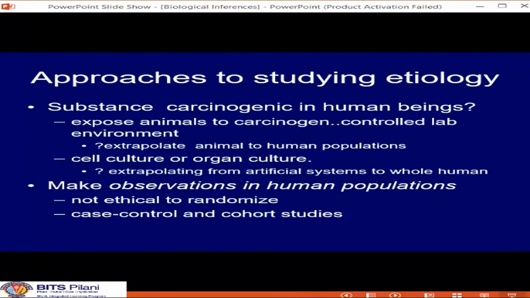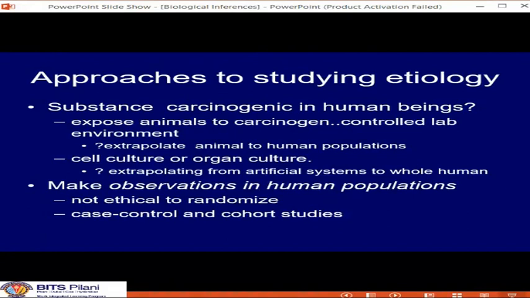But can we directly extrapolate what happens to a human cell in a petri dish? Will that be the same response you have in a whole human being? That's a difficult jump to make. But that is the jump from lab to bedside.